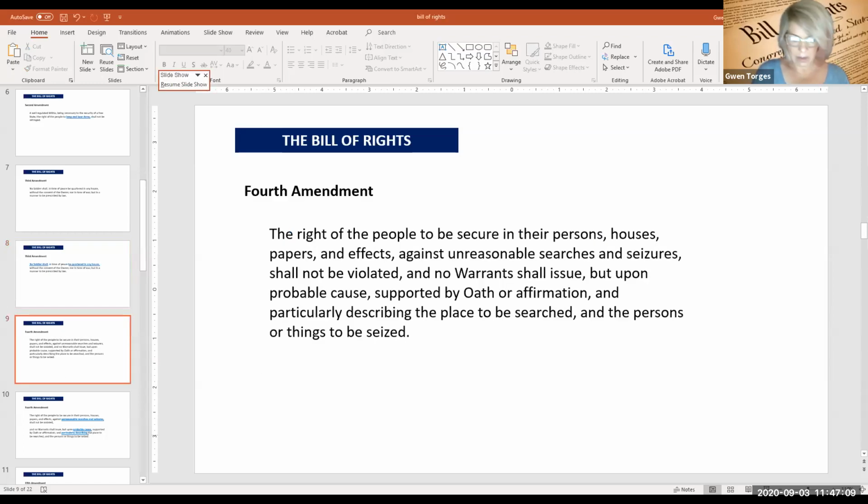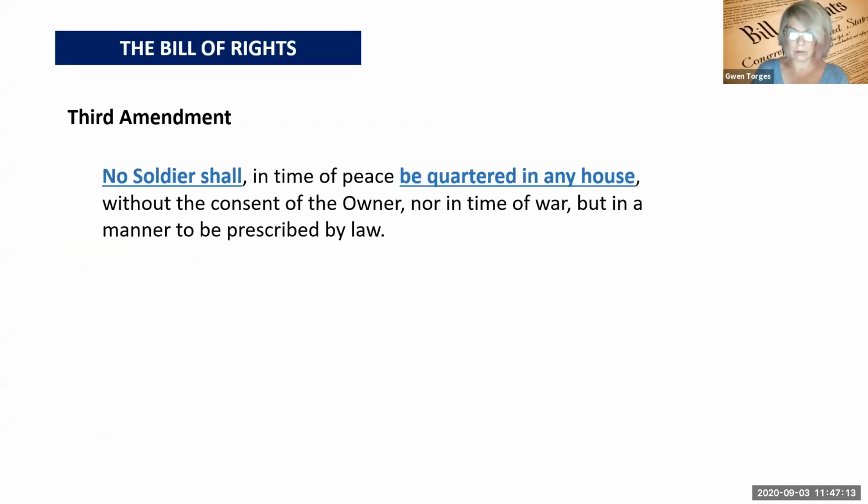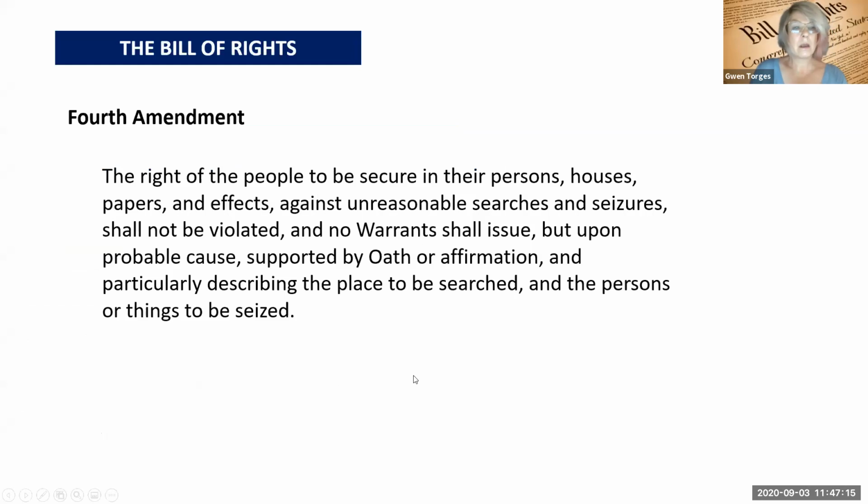The Fourth Amendment: The right of the people to be secure in their persons, houses, papers, and effects against unreasonable searches and seizures shall not be violated, and no warrants shall issue but upon probable cause, supported by oath and affirmation, and particularly describing the place to be searched and the person or things to be seized.